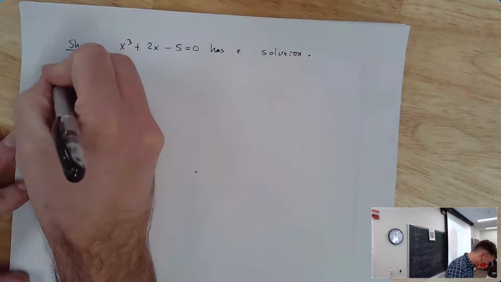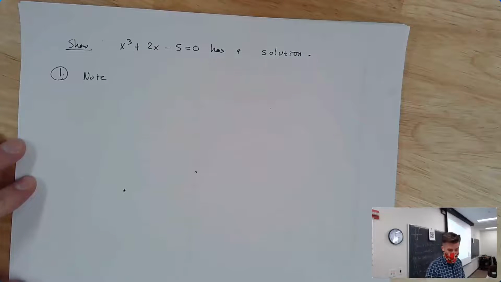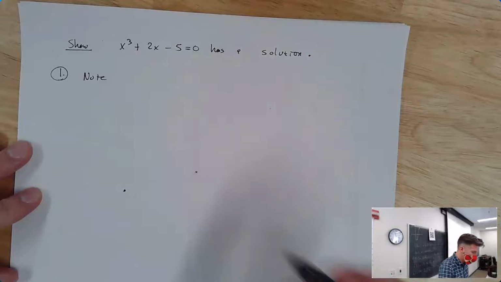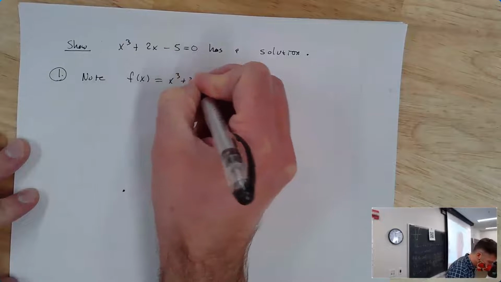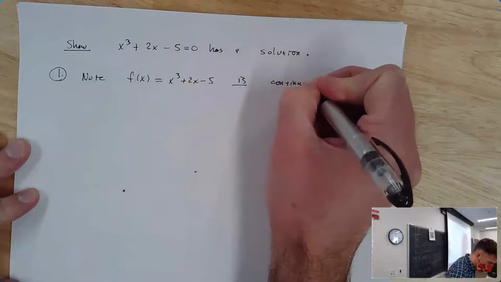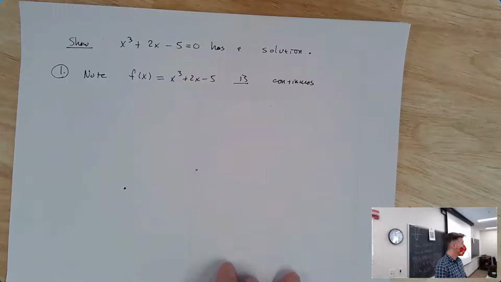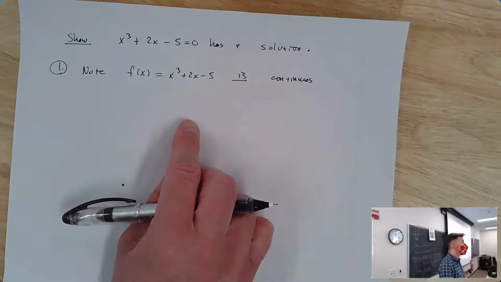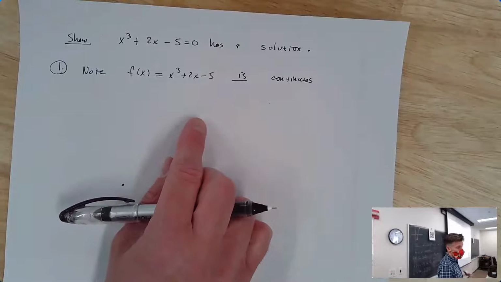So note, and this is where I would encourage everyone, whatever you're setting equal to 0, call it a function name. I'm going to call it f of x. Note that f of x equal to x cubed plus 2x minus 5 is in fact continuous. You could say it's continuous on the interval that we're about to find, or you could say it's continuous everywhere, because this one is. Some functions we have to look at won't be continuous everywhere, but they'll be continuous on the place we need them to be.